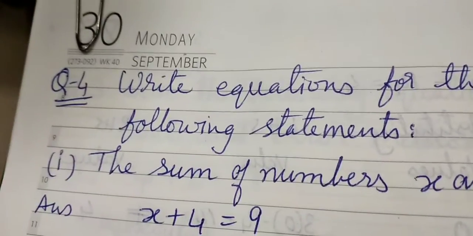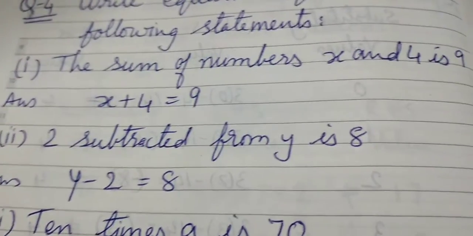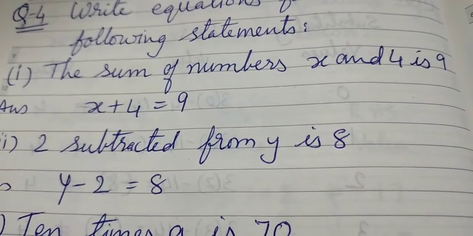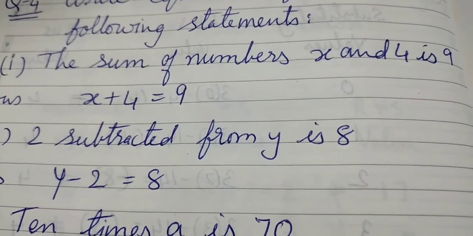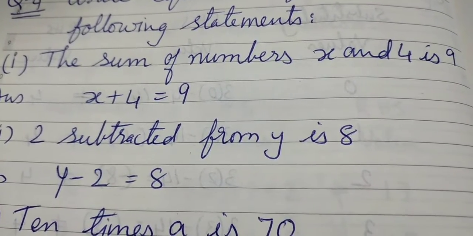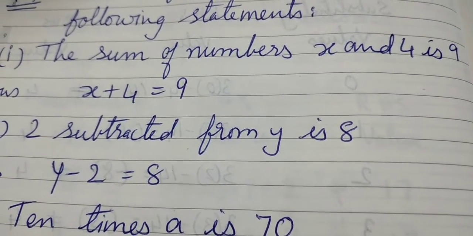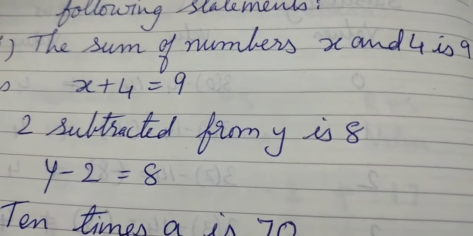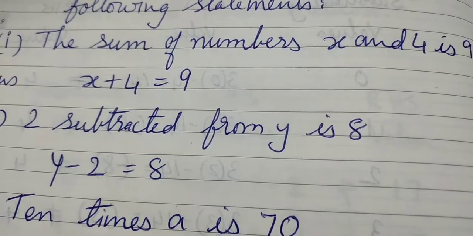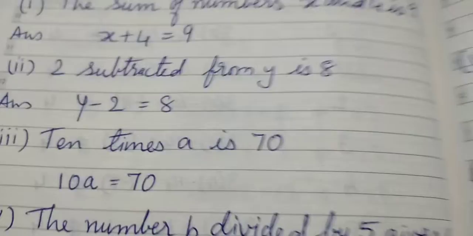Question number 4. Write the equations for the following statements. In the illustration, I have explained how you are going to convert the statement given into a mathematical expression, that is, an equation. Look here, the sum of numbers x and 4. Sum stands for addition. Adding x and 4, what do you get? 9. So x plus 4 is equal to 9.